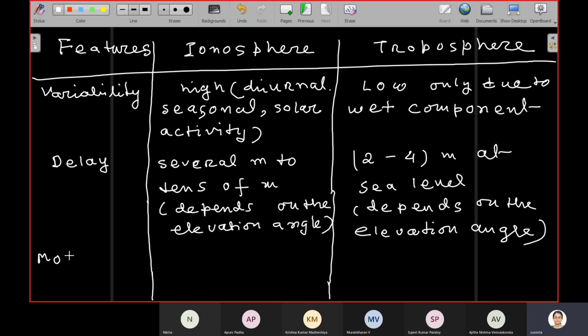Now, modeling error. We know that for single frequency measurements, the user has to use a mathematical model to partially remove the ionosphere. We discussed this yesterday. In case of the troposphere, we have no option but to use a model to partially remove the tropospheric error. So what is the order of the modeling error? In case of the ionosphere, it is in the meter level. Okay. Whereas in case of the troposphere, it is in the centimeter level.